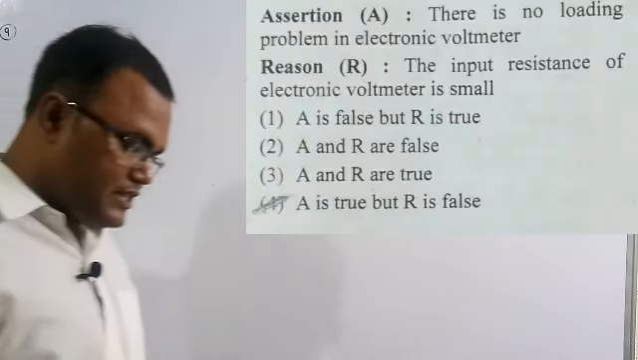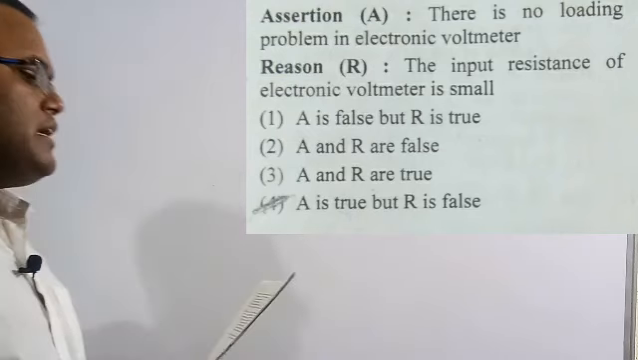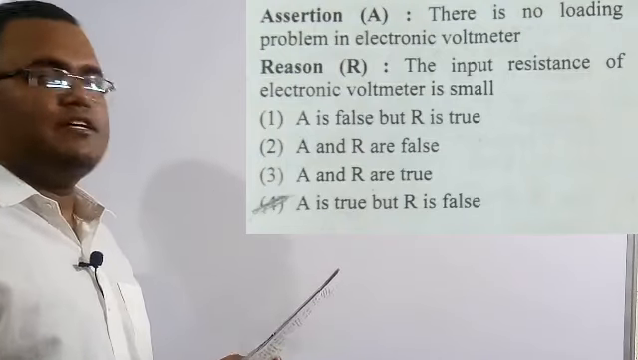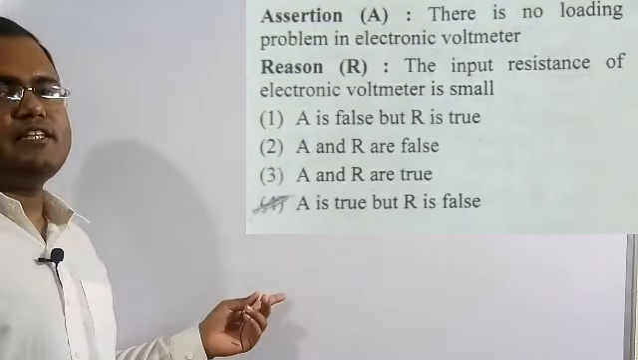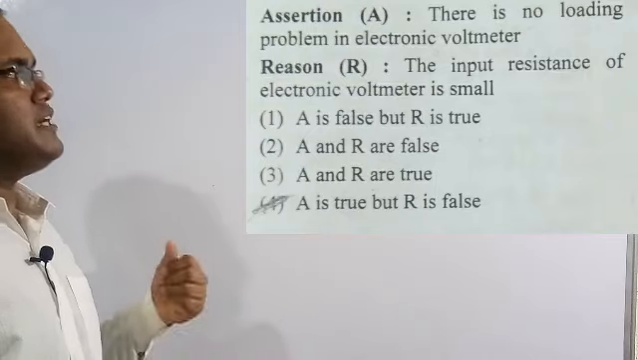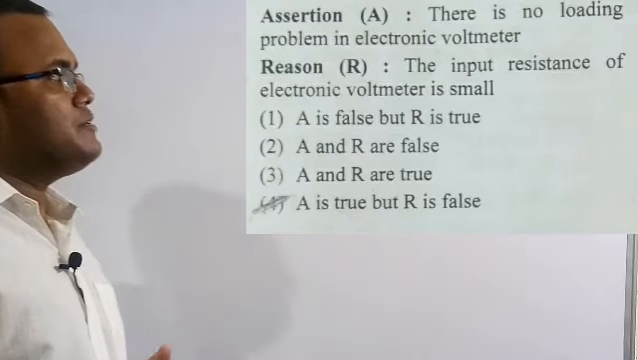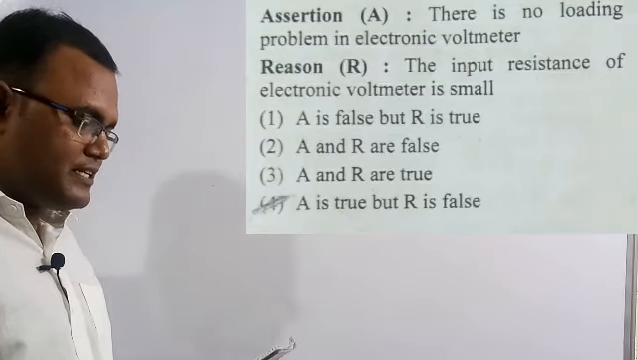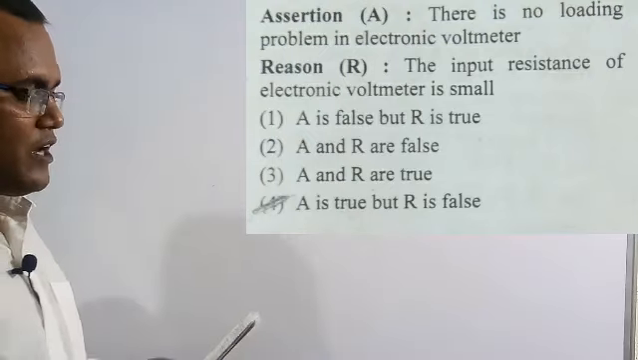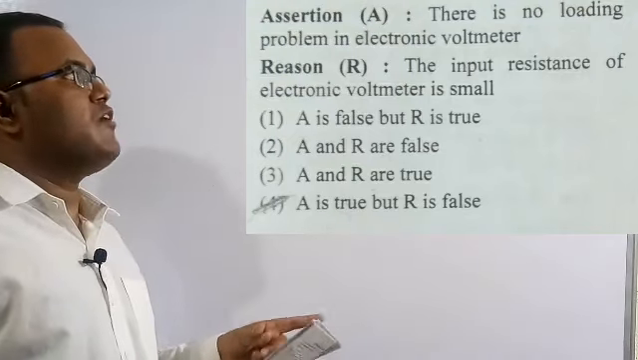Ninth question here. The question says that this is an assertion reason problem. Assertion is there is no loading problem in electronic voltmeter, and the reason is the input resistance of the electronic voltmeter is small. See here, the assertion is correct and the reason is false, because in electronic voltmeter always the input resistance will be very large. So that is the reason there is no loading problem whenever we connect this voltmeter to any circuit. But here they have given the reason that the input resistance of electronic voltmeter is small. So this is false. So the reason is false and the assertion is correct. Therefore option D is the correct answer, means assertion is true and the reason is false.